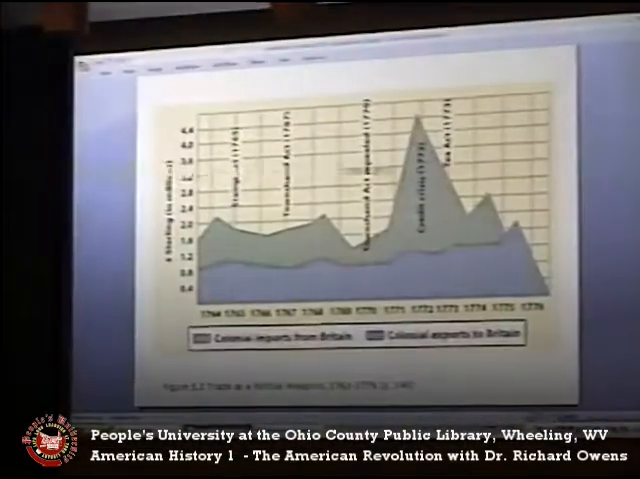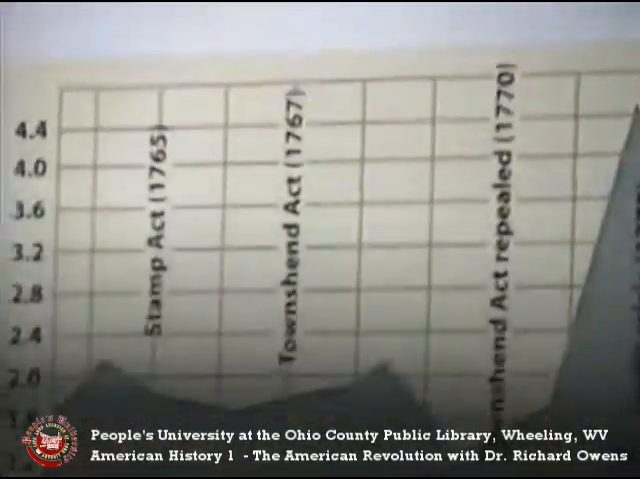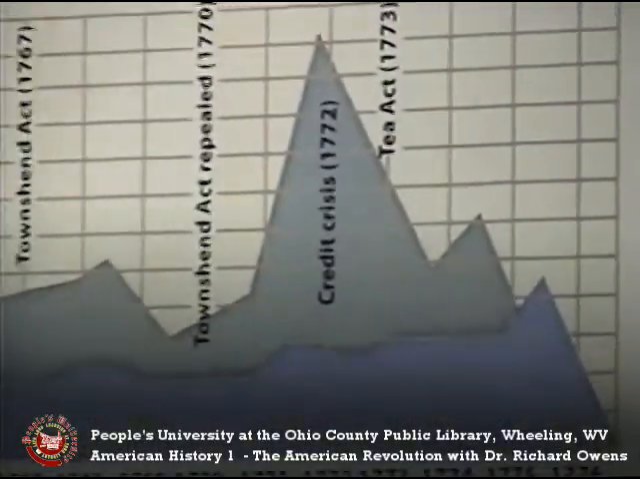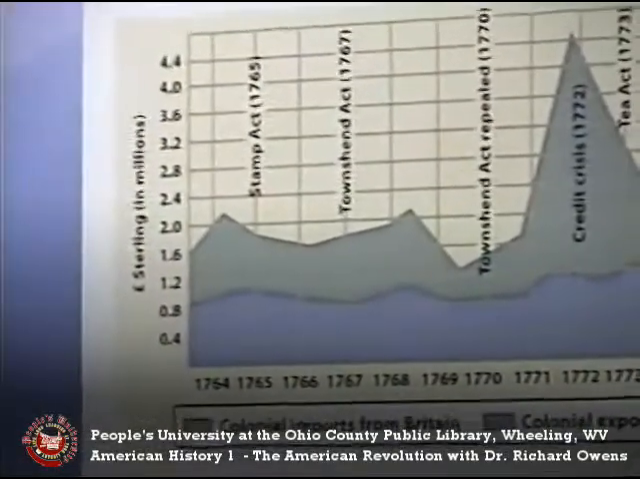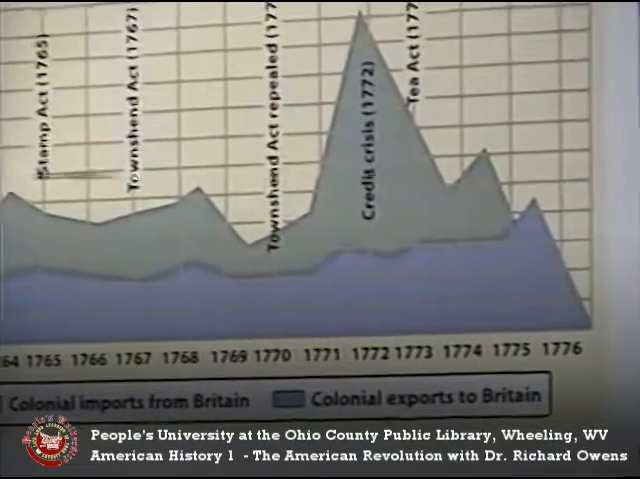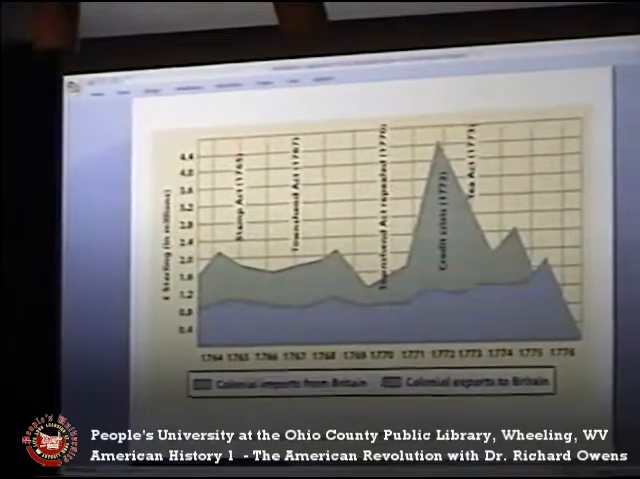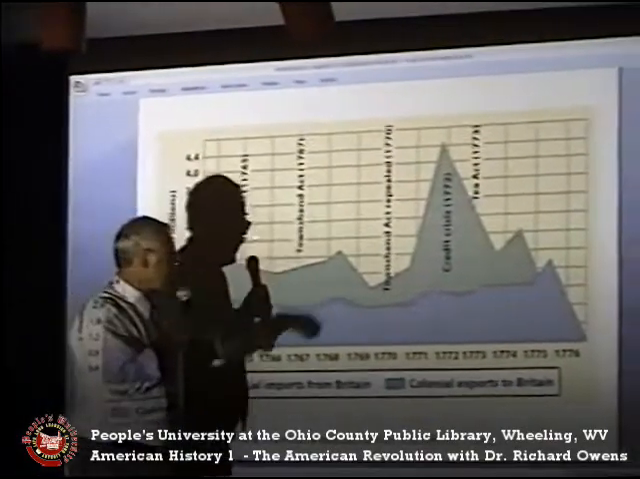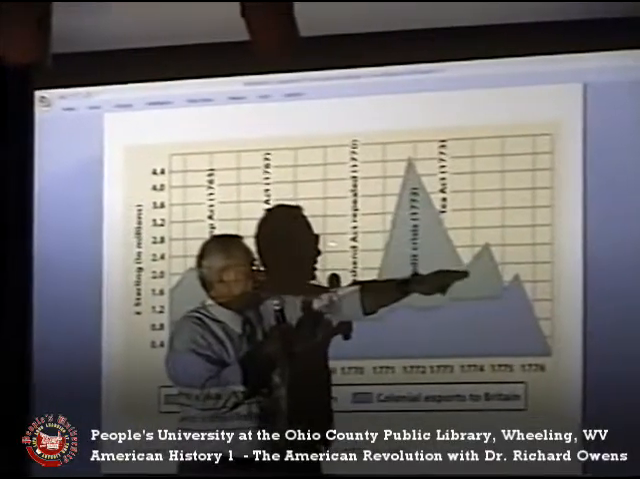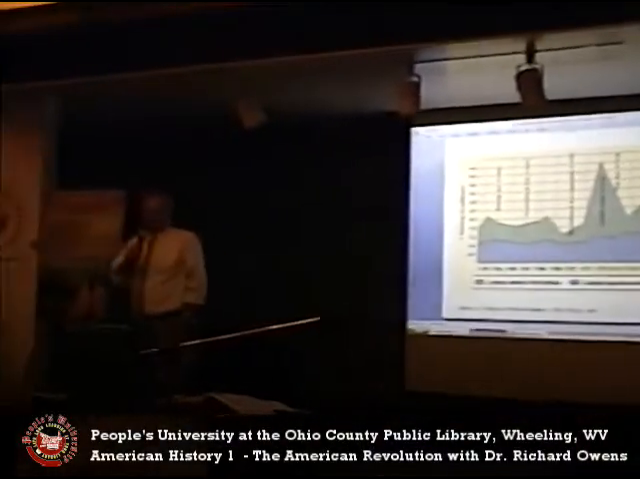One of the weapons the colonists used throughout this period was called non-importation. It's essentially a boycott, but they used the term non-importation. This chart shows how, through these various crises of the Stamp Act, the Townshend Acts, the repeal of the Townshend Acts, but the imposition of the Intolerable Acts, and then the Tea Act of 1773, you can see how imports went up and then dramatically declined after that. It was a very effective weapon, but it wasn't the ultimate weapon.